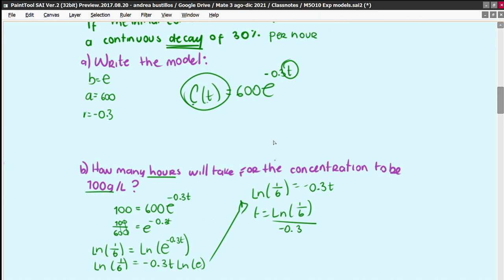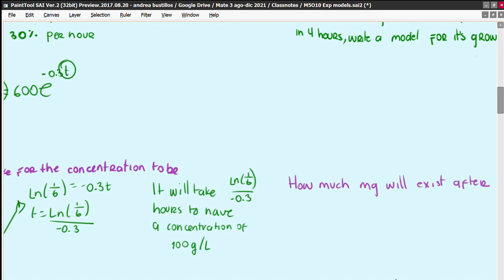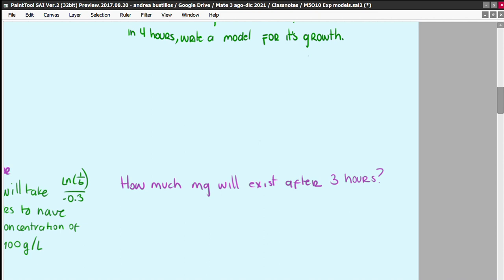So the answer for this question is, it will take this time to have a concentration of 100 grams per liter. Next question.